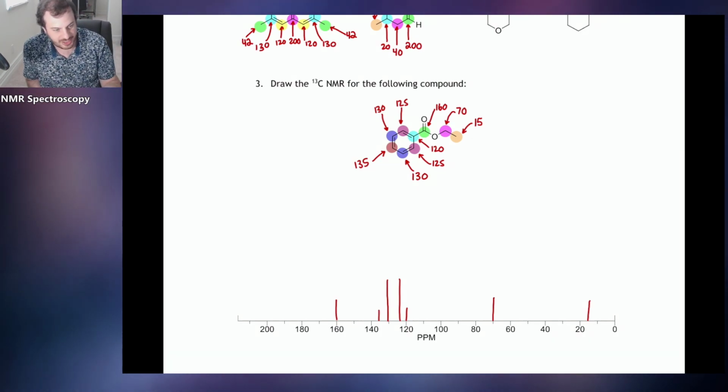And now we just want to check and confirm that we have 7 signals. 1, 2, 3, 4, 5, 6, 7. And that's our carbon NMR. We just drew a carbon NMR. Pretty cool, right?